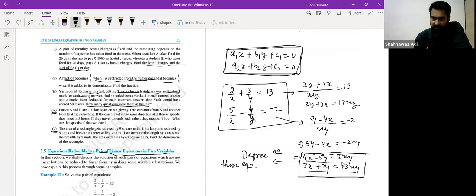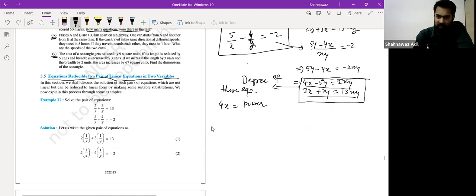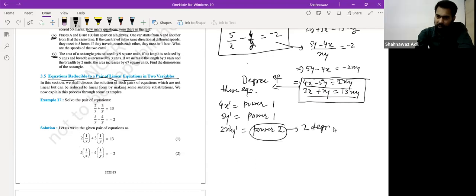Let's dissect these terms, right? So you have three terms. 4x has power 1, right? 5y has power 1 because y has power 1. But what about 2xy? 2xy has 1, 1, so this has power 2, right? So this is a 2-degree polynomial, right? So this is not a linear equation because we have degree 2, right?